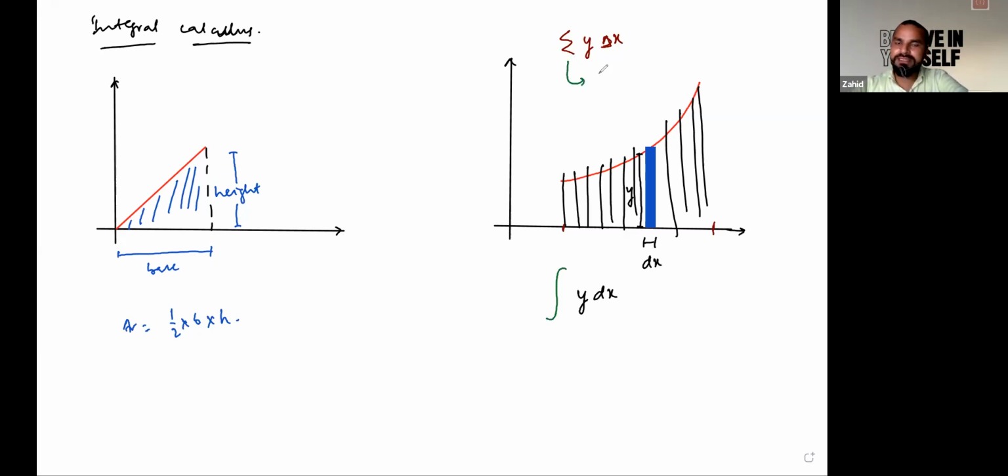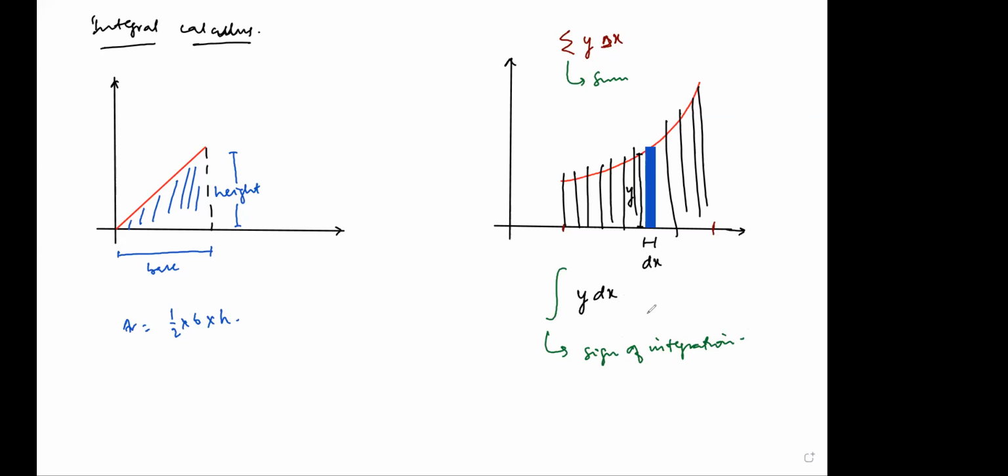Sigma just defines sum. The first letter of sum is S. Elongate this S this way, and this term is called the sign of integration. Okay. Is it clear to everyone till now? Yes, sir.